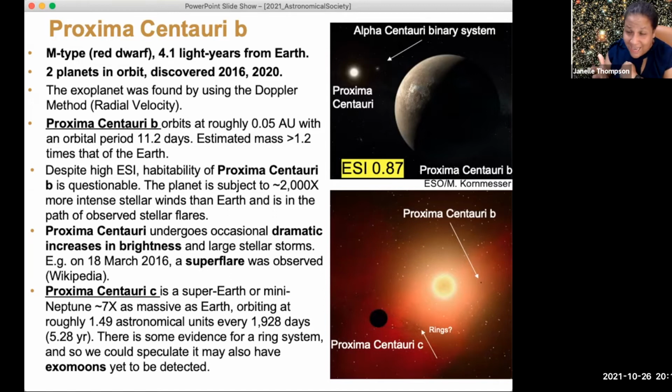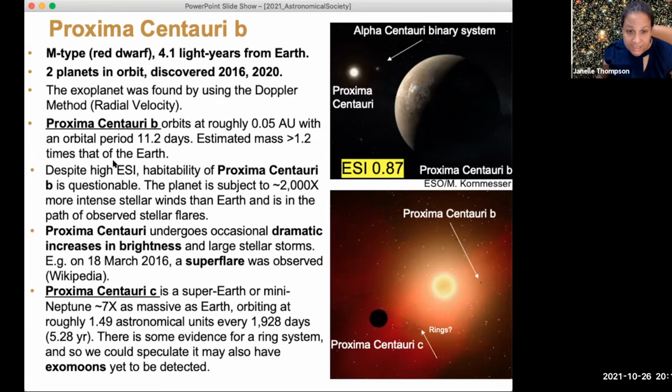Again, probably it's tidally locked. The star Proxima Centauri has a lot of magnetic and flare activity, so the planet is probably completely fried, but who knows? We don't have the best data yet, so we're still very carefully studying it.